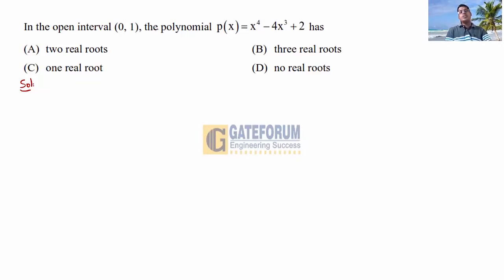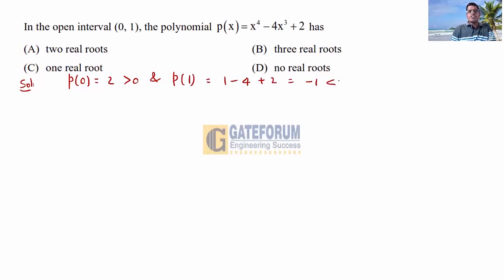Function values giving 0. Sometimes, depending on the situation, non-integer values, that is put x equal to 0.5, x equal to 0.8, etc. So, P of 0 simplifies to 2, which is greater than 0. And P of 1 is minus 4 plus 2, that is minus 1. In the first two beginning function values, we are getting opposite signs. So P of 0 and P of 1 are of opposite signs.